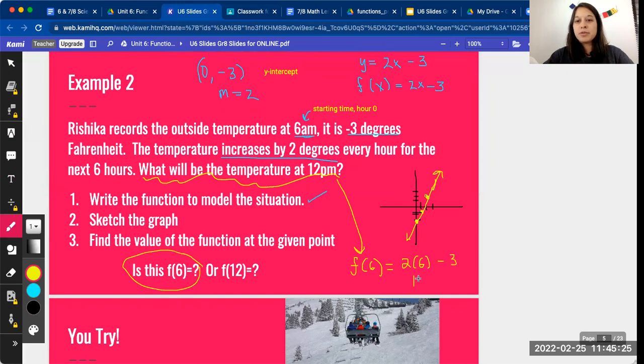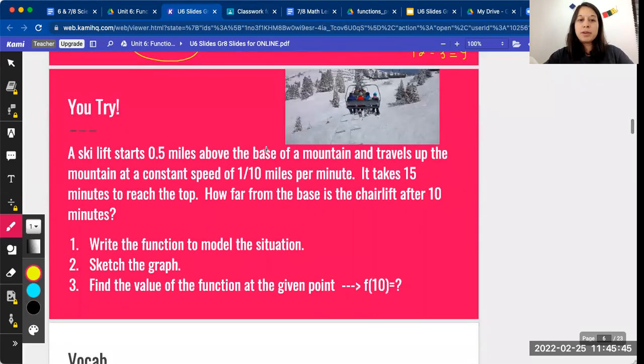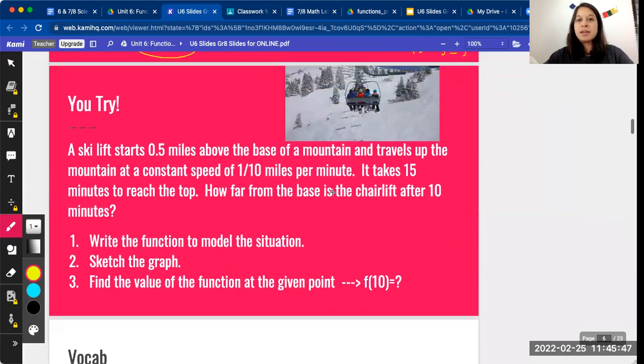2 times 6 is 12, and 12 minus 3 is 9. So that means if I continued my graph all the way to x is 6, 4, 5, 6, my line should be at 9. The point would be (6, 9). So it's 9 degrees Fahrenheit. Okay. So we're not going to do this. It would be a similar idea.